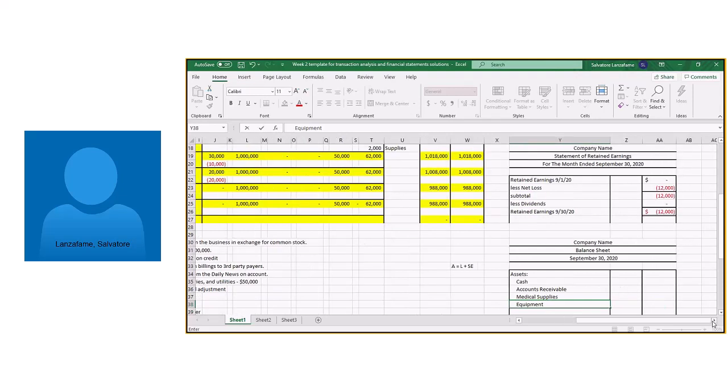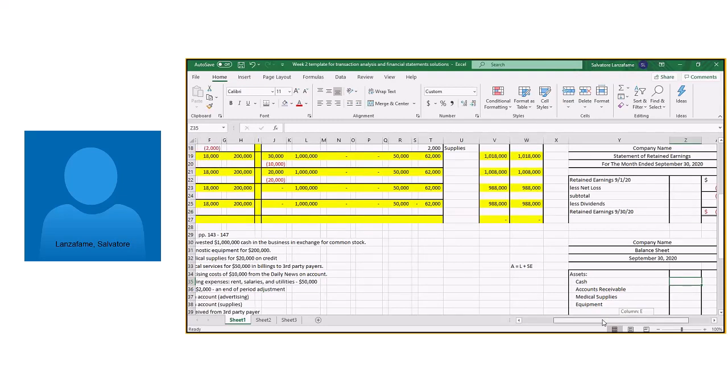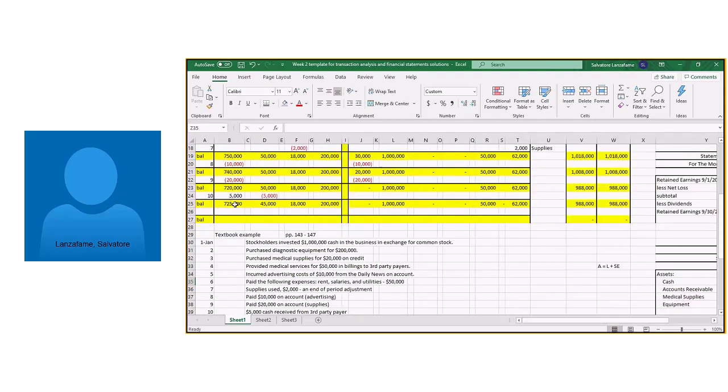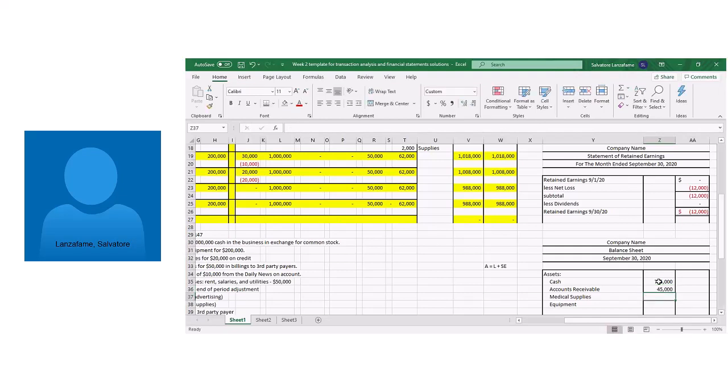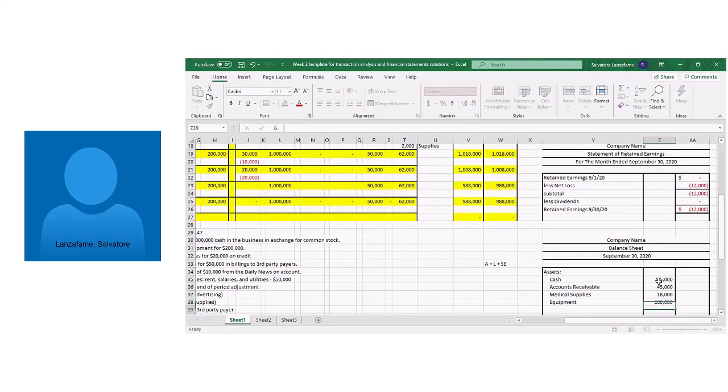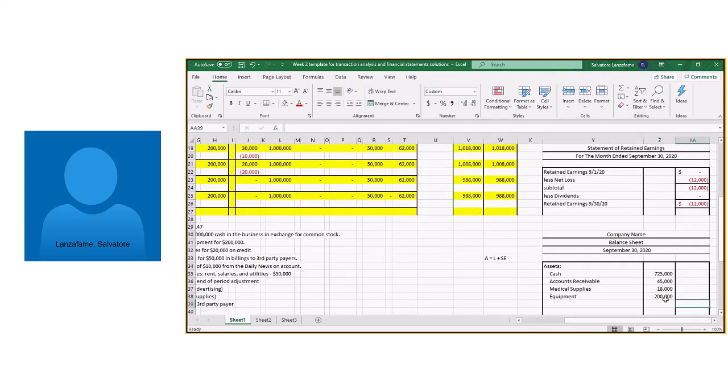In terms of location, where would I put this stuff? Column 1 is designed for itemizing, and then we use column 2 for the grand totals. So in column 1, I'm going to put the cash amount, and the cash amount was $725. So literally 725, 45, 18, and 200 is what I'm going to put over here. Okay, so 725, 45, and 200,000.